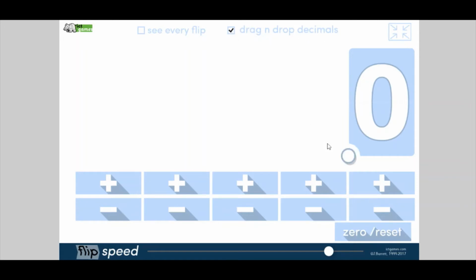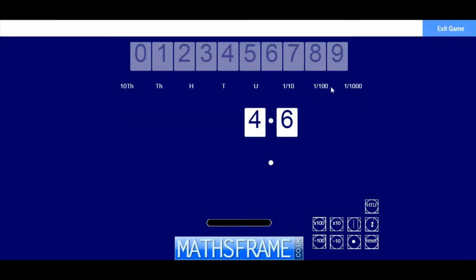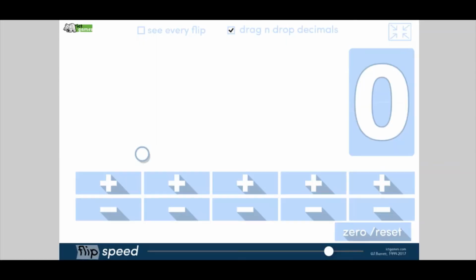But what you can also do on this website, which is really cool, is that there's a box at the top here, which is a little bit hard to see, but it says drag and drop decimals. If you click on that, a decimal point appears, and you can move that decimal point wherever you like. You can have 1 decimal place, 2 decimal places, 3, or even 4. Because we're looking at tenths and hundredths, which is just the first 2 decimal places, I'm going to put the decimal point here, and then we've got our units, tens and hundreds here.